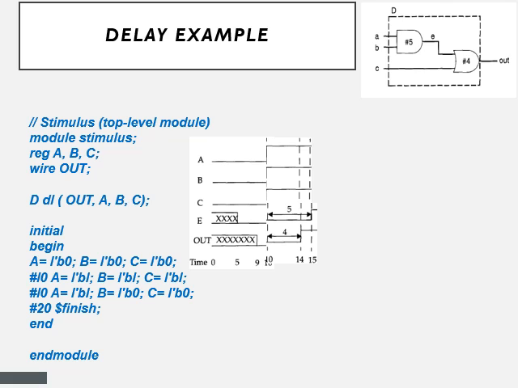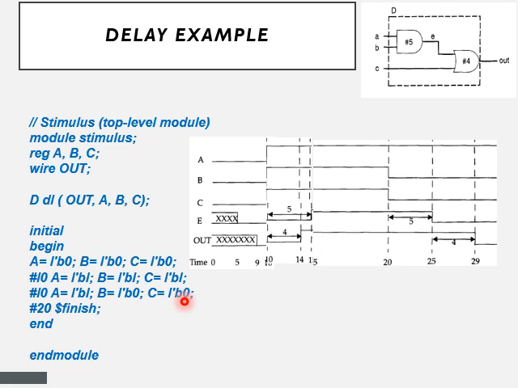Next input is #10. A is 1, B is 0 and C is 0. #10 means 10 time units from the previous time. Previously it was at 10, and 10 plus 10 is 20. So at 20 this will be applied: A is 1, B is 0 and C is 0. We'll see what happens to the waveform. Till 20 the previous inputs are retained, that is 1, 1, 1, and the output that has been obtained for these inputs will be retained till 20.